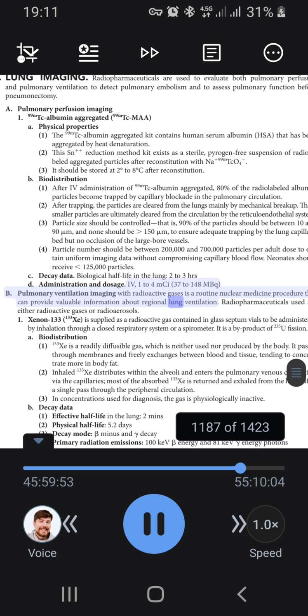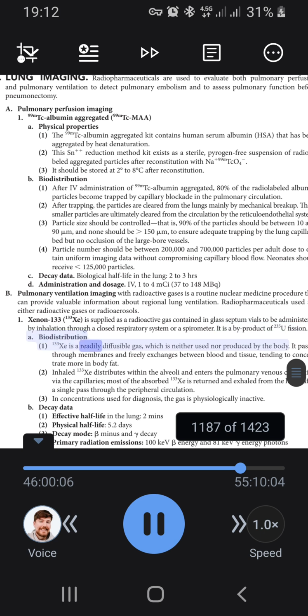information about regional lung ventilation. Radiopharmaceuticals used are either radioactive gases or radioaerosols. 1. Xenon-133. Xenon-133 is supplied as a radioactive gas contained in glass septum vials to be administered by inhalation through a closed respiratory system or a spirometer. It is a byproduct of 235U fission.